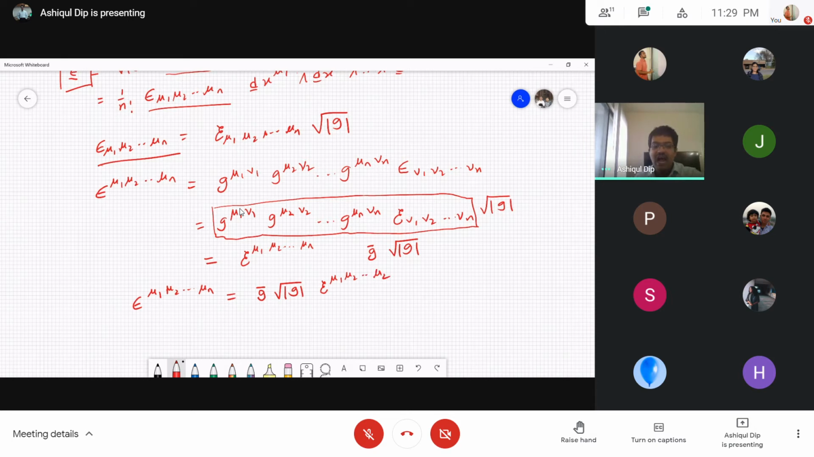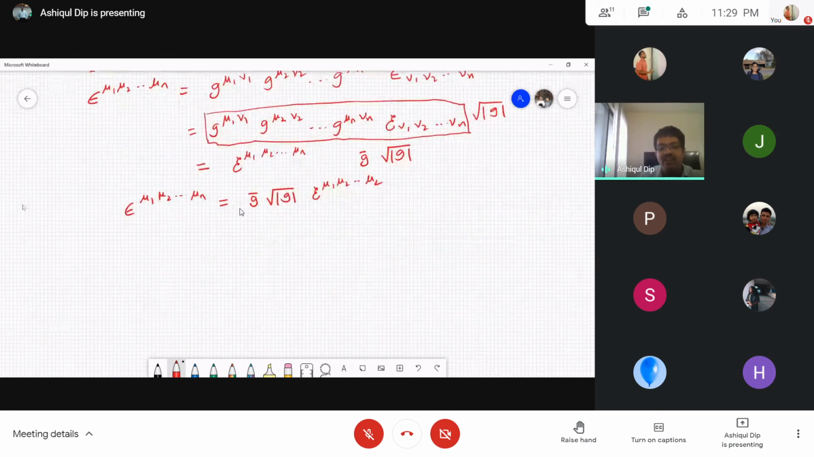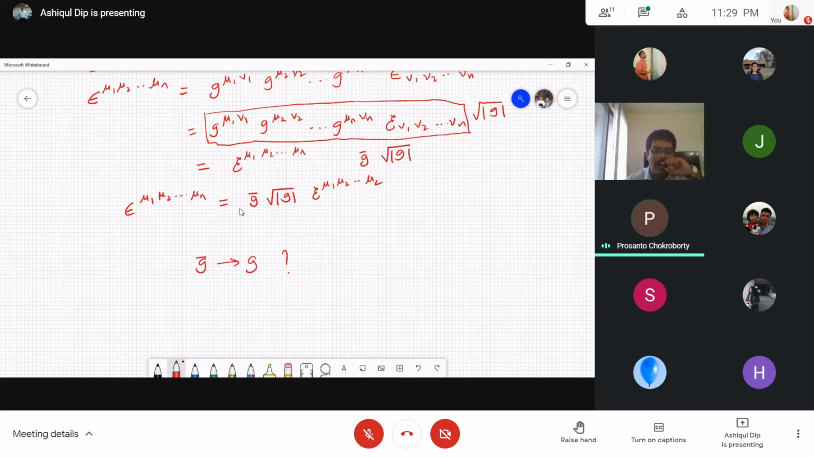Question is how G bar and G are related. That's the question. Reciprocal. How can you tell that? I think there is a property of determinant that the determinant of an inverse matrix is 1 by the determinant of the matrix. Yes, exactly. So we can actually do that formally.